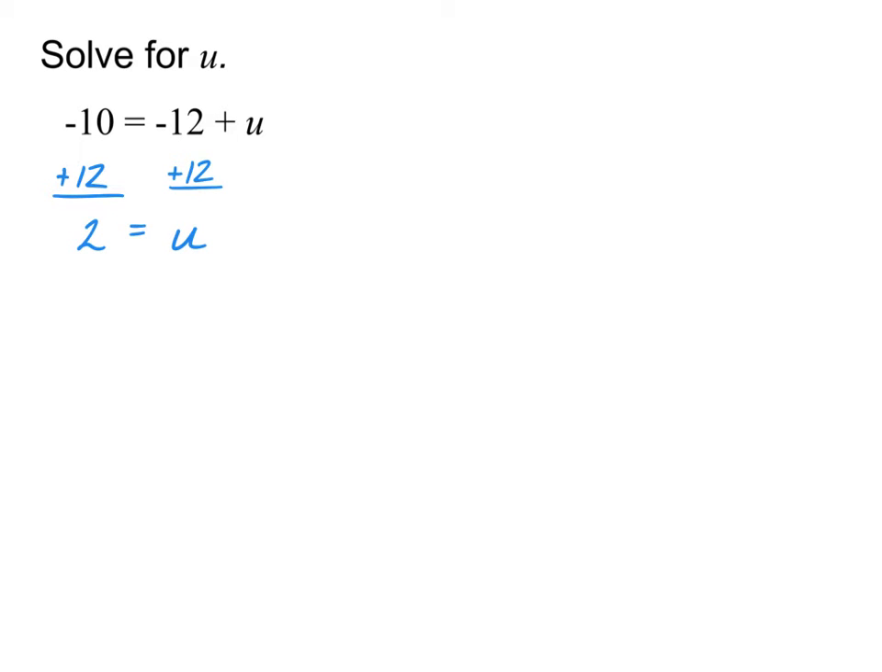Now you might be wondering, wait, the variable's on the right-hand side. I'm used to my answers having the variable on the left-hand side. Like, shouldn't it be u equals? It doesn't have to be. It means the same thing. Whether the u is on the left or the u is on the right, we still know what u equals. We still know that u equals 2.